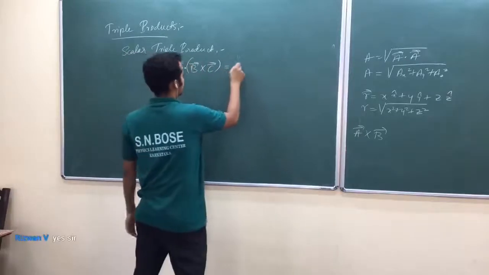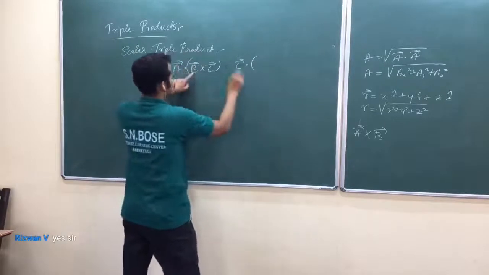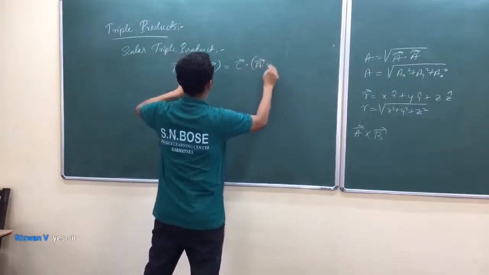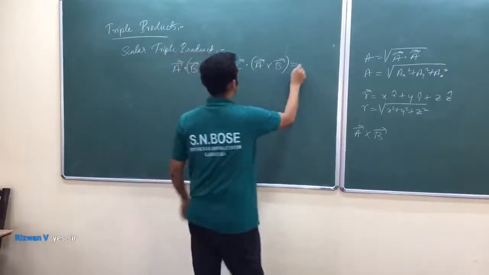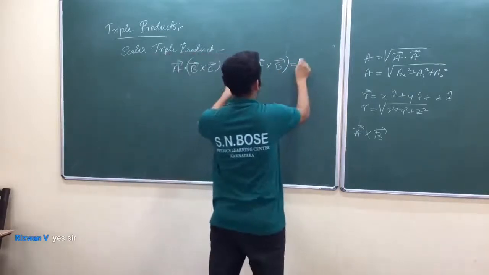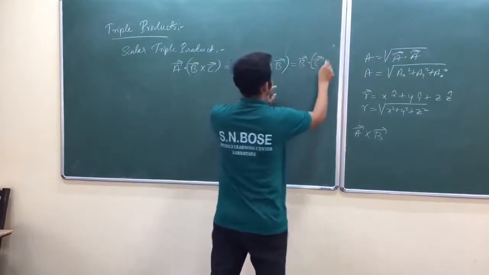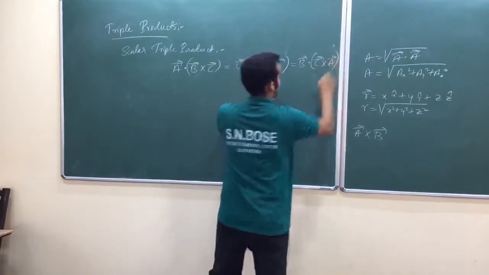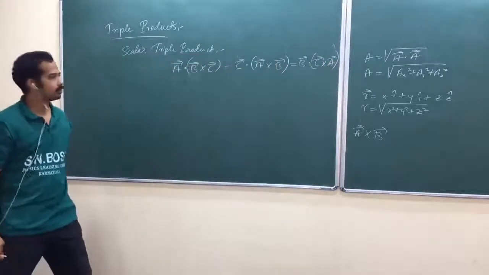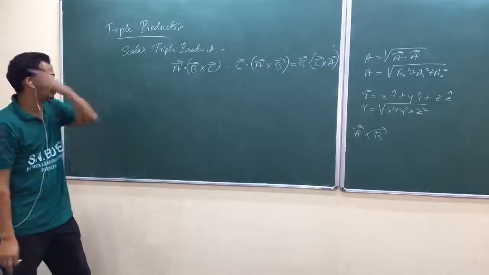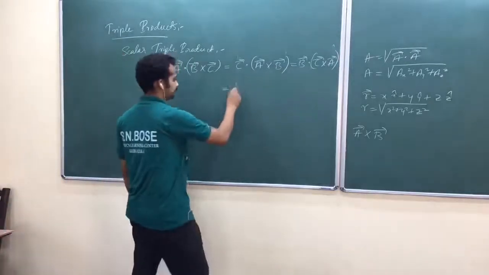Okay, C dot B to A should go here, A cross B should go here, so that's equal to B should come here, C should go here, A should go here. In a cyclic permutation, just remember this one, just like earlier. So scalar triple product will follow this kind of rule. So now, how do you define it ultimately?